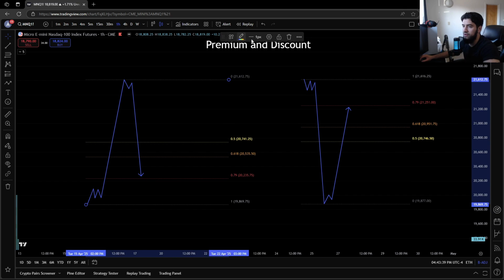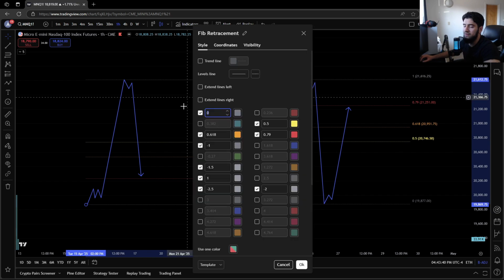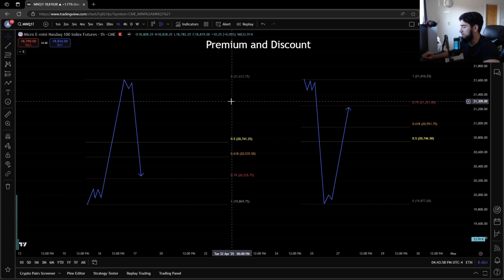Also, if anyone wants to copy what I have, these are the numbers that I have. I have the 0, 0.618, 0.5, 0.79, and -1 right now. Don't worry about the negatives. That would be talked about in a later video, but this is essentially all you need. You just need the 0.5, 0.618, and 0.79, because these are the most significant levels for price to react off from.